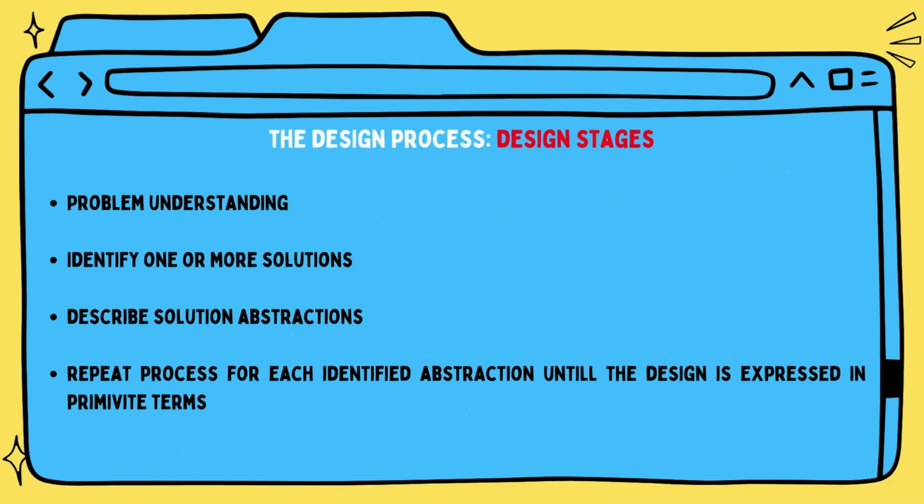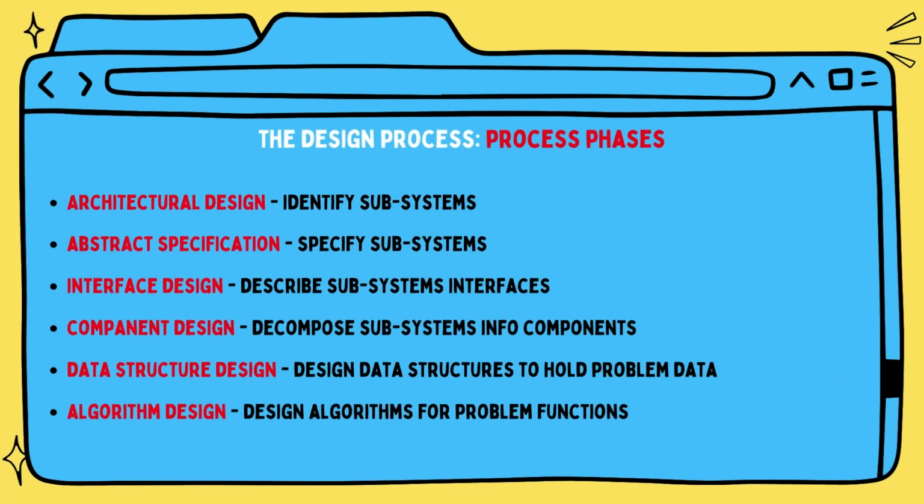Design stage: problem understanding. Identify one or more solutions. Describe solution abstractions. Repeat process for each identified abstraction until the design is expressed in primitive terms. Process phase: architecture design. Identify subsystem. Abstraction specification. Specify subsystem.